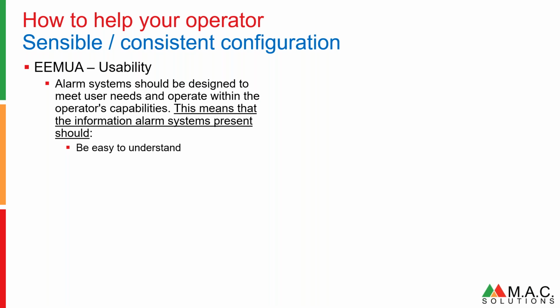One of the cornerstones of the EEMUA guidelines is usability, one of the 4 key cornerstones. So I've underlined there in the statement they make under usability, should be designed to meet the user needs. This means that the information alarm systems present should be easy to understand.